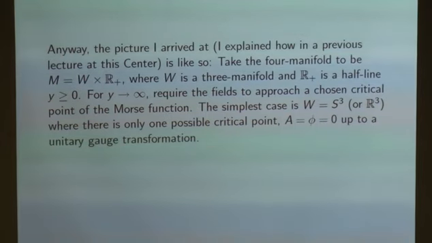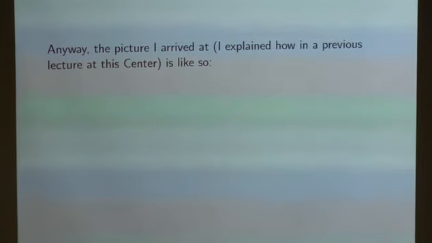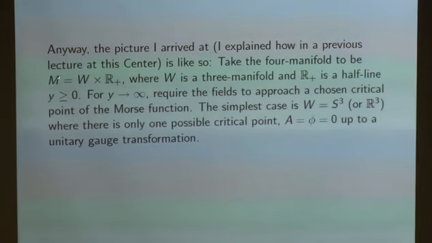We take our four-manifold. So we motivated the equations from Morse theory, but we're not exactly going to use Morse theory, although we'll go back to it in a bit. We have equations that made sense in any four-manifold, but we're going to look at them a little bit differently. We take our four-manifold to be W times a half line. W is a three-manifold, and R plus is the half line, y equal to or greater than 0.